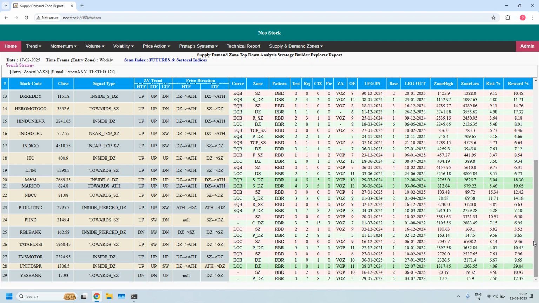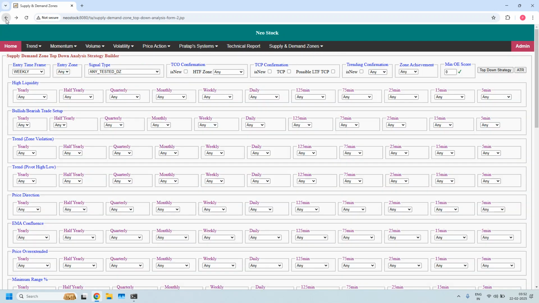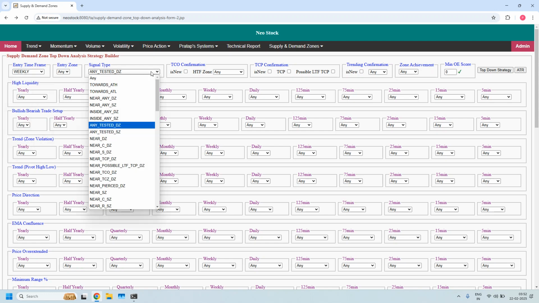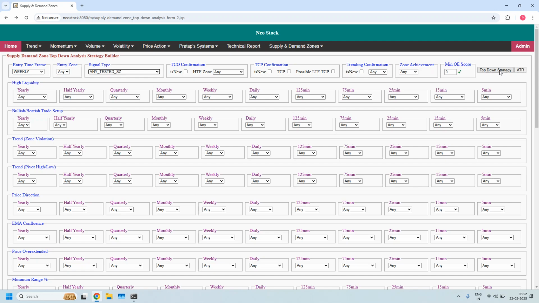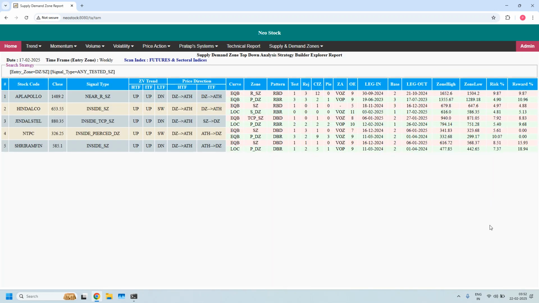Similarly, we will look into stocks having tested weekly supply zones. So weekly time frame, the stocks that tested the weekly supply zones. So these 5 stocks having the supply zones are tested during this week.